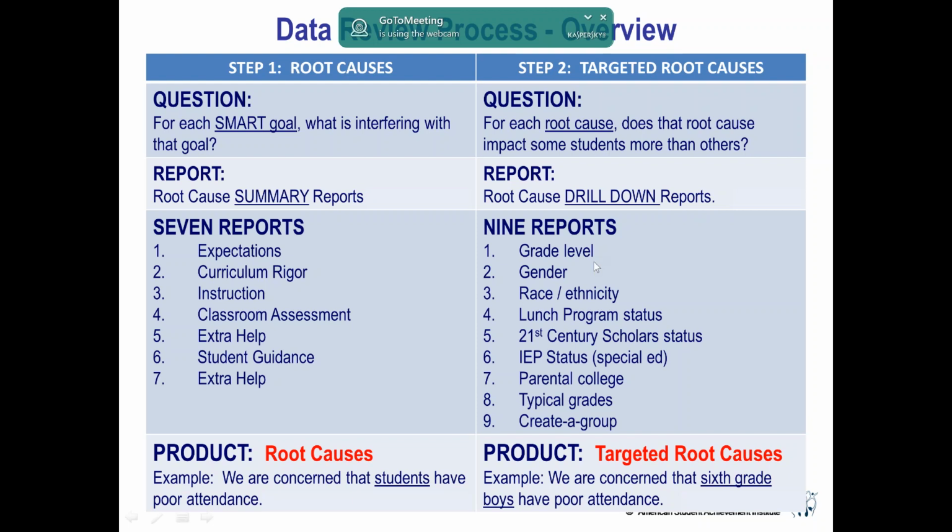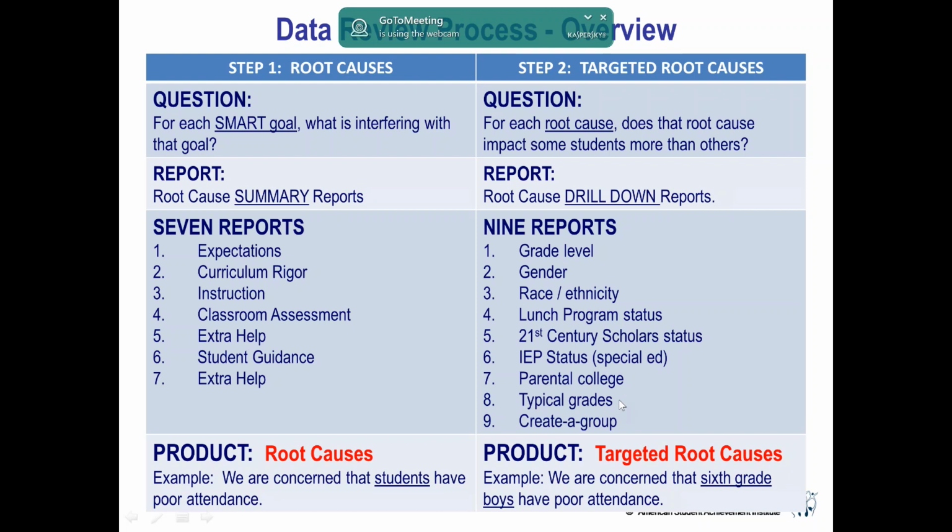So we disaggregate the data 8 different ways: grade level, gender, race, ethnicity, lunch program status, so free and reduced or paid lunch, 21st century scholar status. This would start with middle school students and high school students. It's kind of interesting. IEP status for special ed or not. Parental college and typical grades.